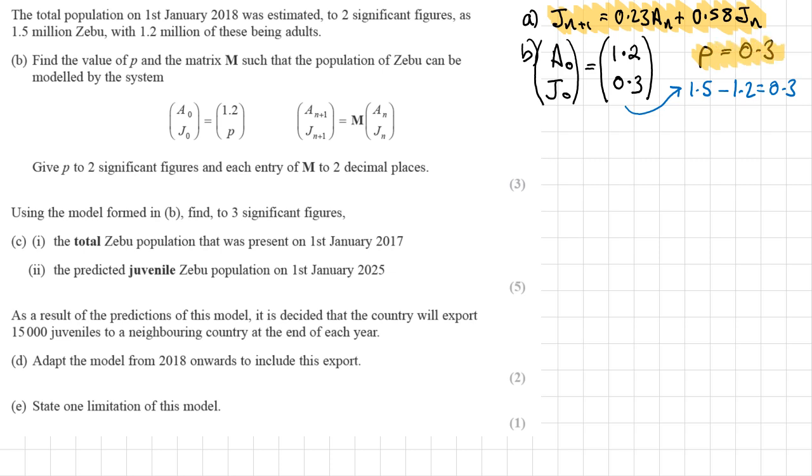Then I need to form this second matrix here. Now I've already worked out in part A the equation for the juveniles, and we were given in part A the equation for the adults, and that was A sub n plus 1, the adults in next year, is 0.97 an plus 0.29 jn juveniles. So this is what I'm going to be using as well.